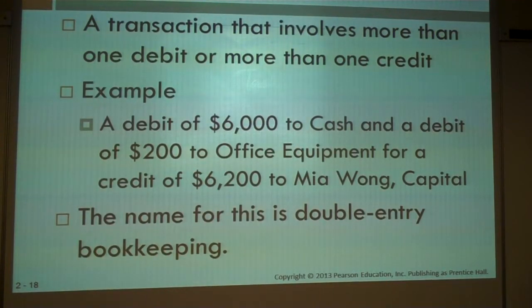A transaction that involves more than one debit or more than one credit, that is called a compound entry. The example is the one that we just did. And we are using double entry accounting. We have a debit, we have a credit, and they both equal.